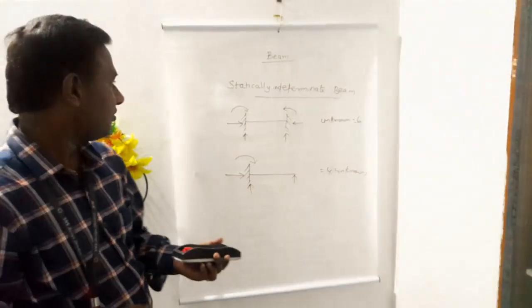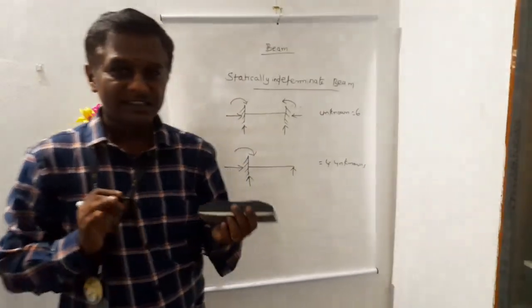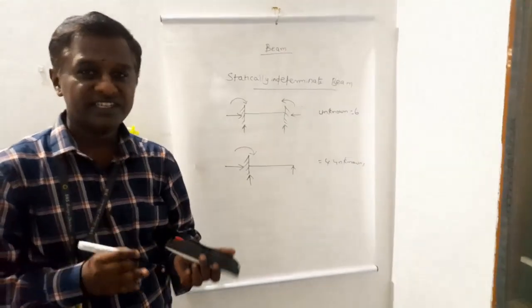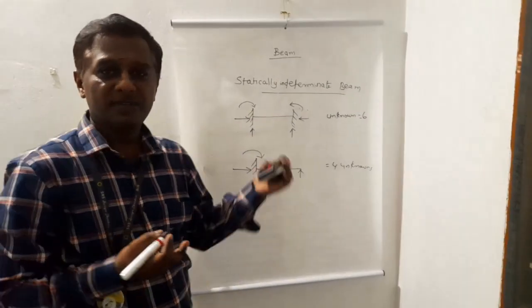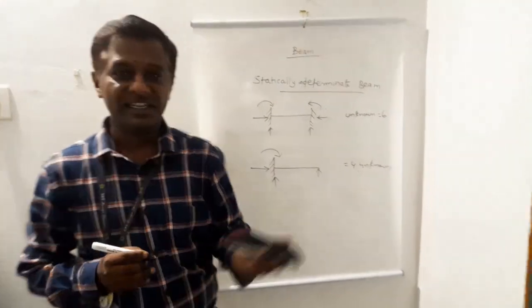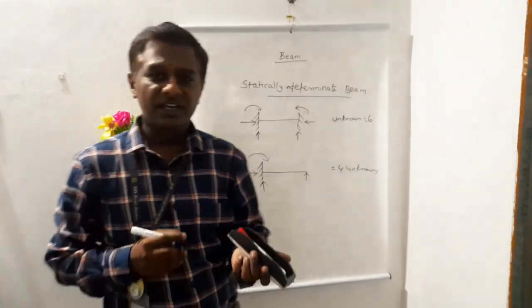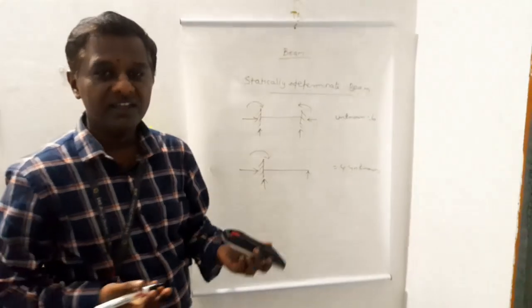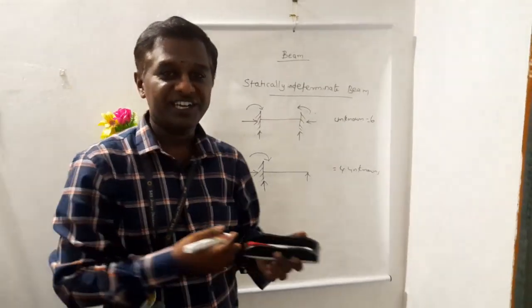So that's all about statically determinate and indeterminate beams. We have seen the static equilibrium equations, and how we can identify a statically determinate beam and a statically indeterminate beam by using the equilibrium equations and the unknowns. You just go with the type of beam, count the unknowns, and identify whether the beam comes under statically determinate or indeterminate.